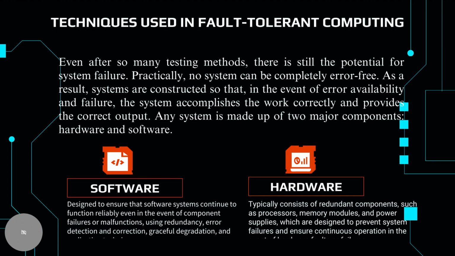Heading to the methodology. Even after so many testing methods, there is still the potential for system failure. Practically, no system can be completely error-free. As a result, systems are constructed so that in the event of errors and failures, the system accomplishes the work correctly and provides the correct output. Any system is made up of two components, which are the hardware and software. The software is designed to ensure that software systems continue to function reliably even in the event of component failures or malfunctions. And the hardware is designed to prevent system failures and ensure continuous operations in the event of hardware faults or failures.